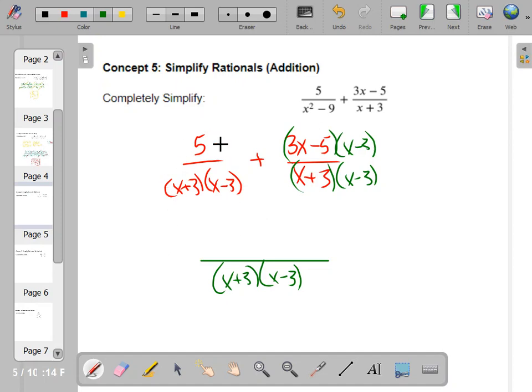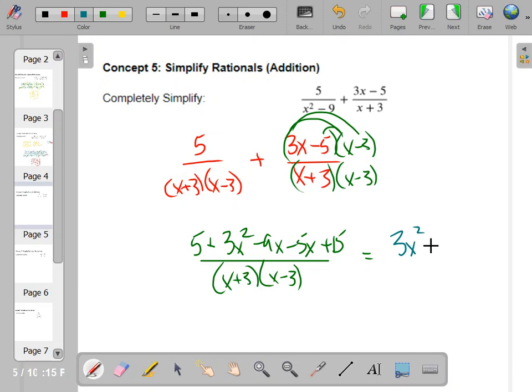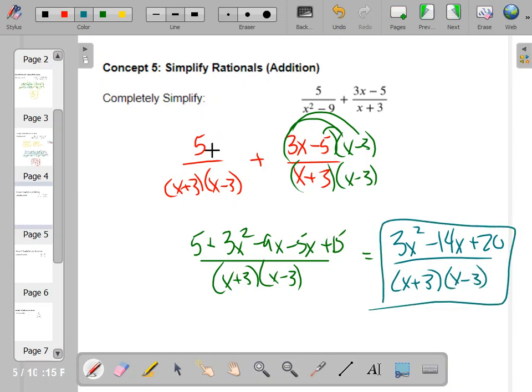All you need to do is simplify the top now. 5 plus, when you FOIL, you get 3x squared minus 9x minus 5x plus 15, and we'll simplify. We got 3x squared minus 14x plus 20 over, again, my denominator does not change, but it is part of the solution. That is simplified now.